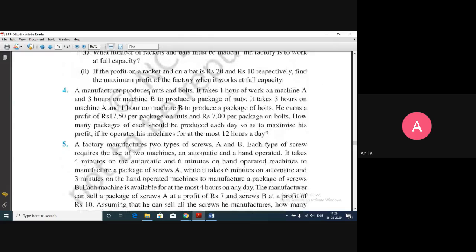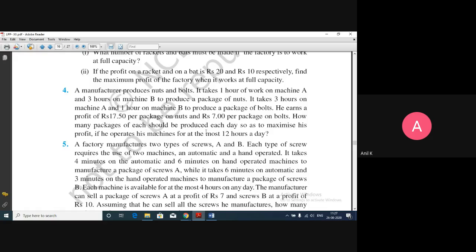A manufacturer produces nuts and bolts. It takes 1 hour of work on machine A and 3 hours on machine B to produce a package of nuts. It takes 3 hours on machine A and 1 hour on machine B to produce a package of bolts. He earns a profit of 17.5 rupees per package on nuts and 7 rupees per package on bolts. How many packages of each should be produced each day so that he maximizes his profit if he operates his machines for at least 12 hours per day.